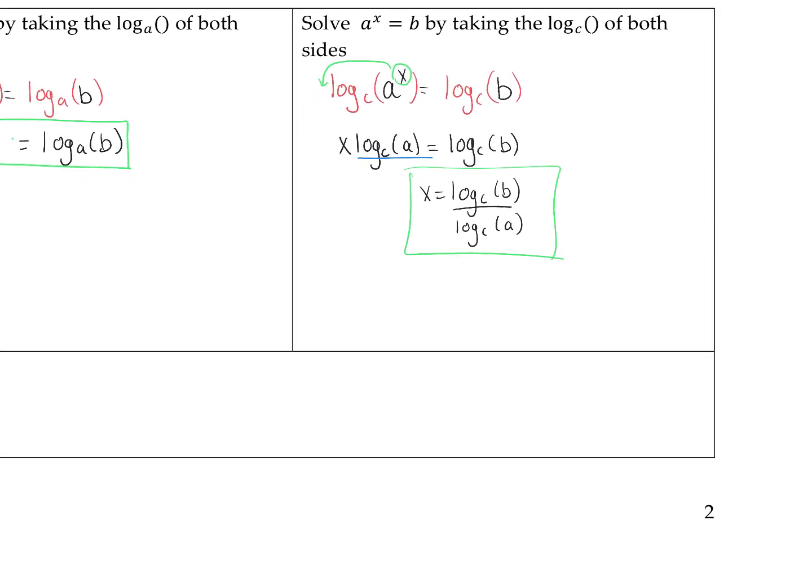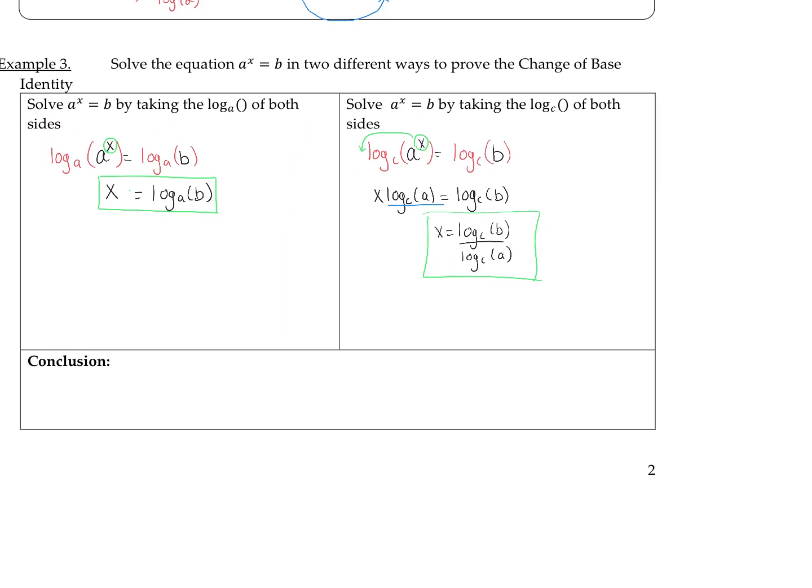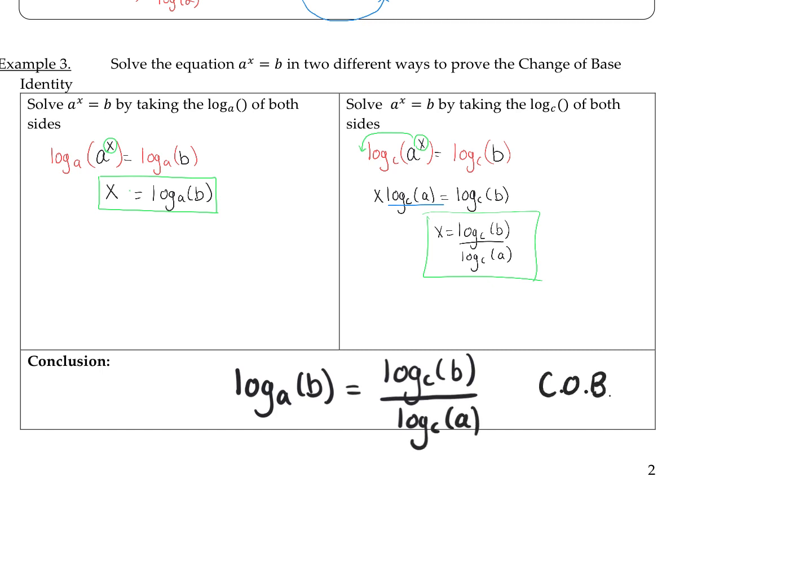Okay, these were the same equation. I solved them the same way. I have two different answers for x, but by the transitive property of equality, my conclusion should be that if I take the log base a of b, that should be the same thing as the log base c of b divided by the log base c of a, which is exactly our change of base identity.